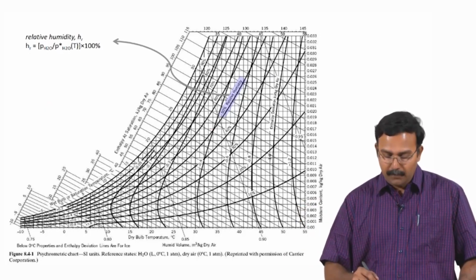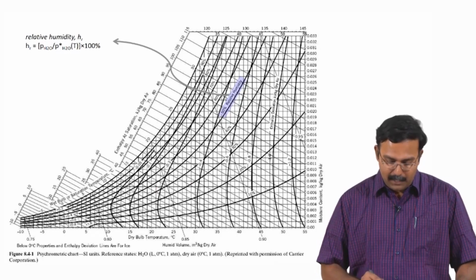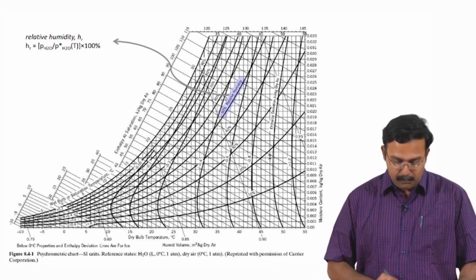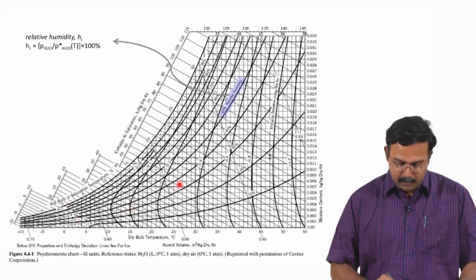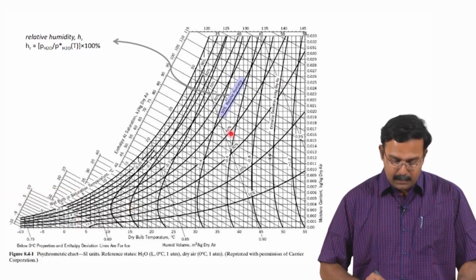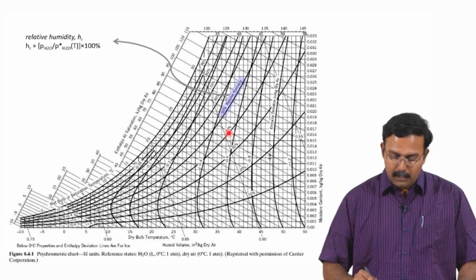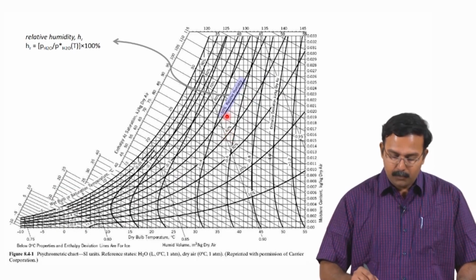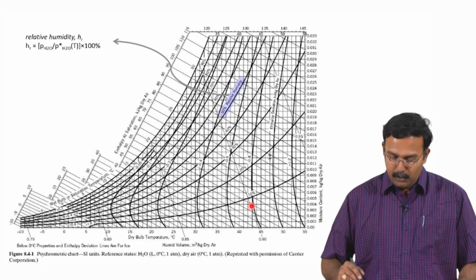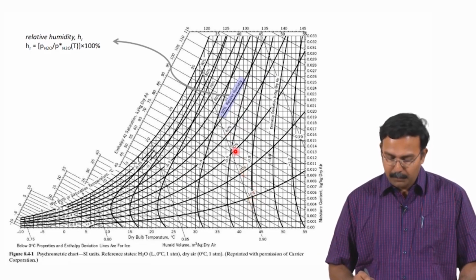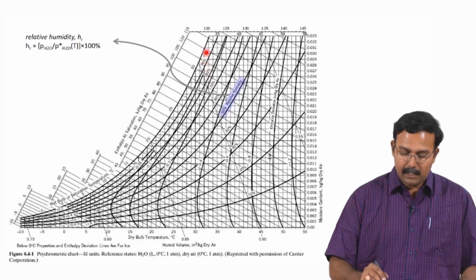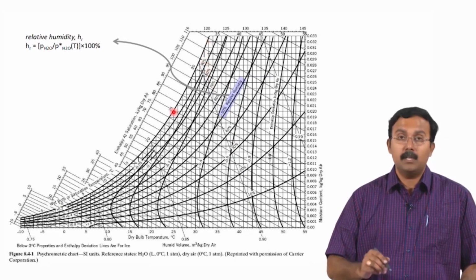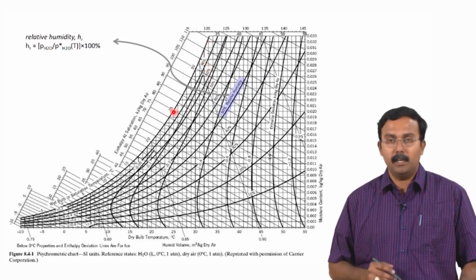So, here you have different things. The relative humidities are marked not as straight lines, but as curves. What you see here, these curves, are the relative humidities. The relative humidity highlighted here is for 50% relative humidity. You also have 10%, 20%, 30, 40, 50, 60, 70, 80, 90, and the last one, which is the saturation curve, would be at 100% relative humidity.